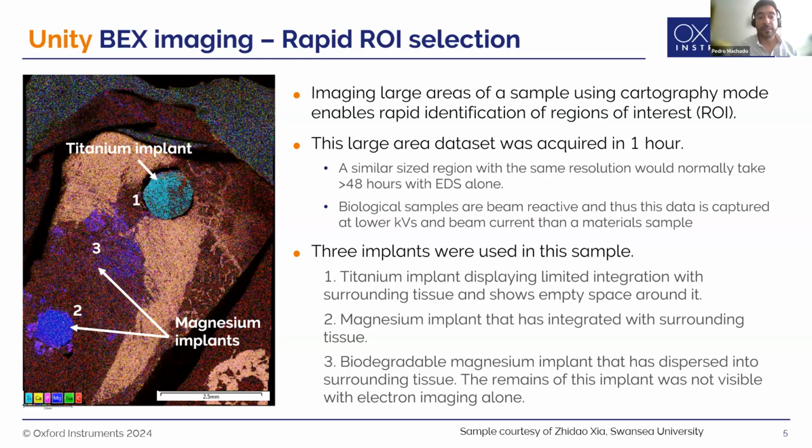So here, these implants have titanium, where you can see this large cyan implant, and then you can see the degradation of magnesium implants that are dispersed in the tissue. And the advantage here is that on the atomic contrast alone, we wouldn't be able to distinguish the magnesium implants being degraded.